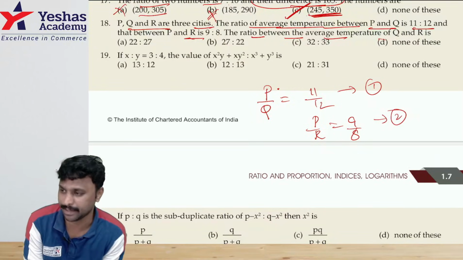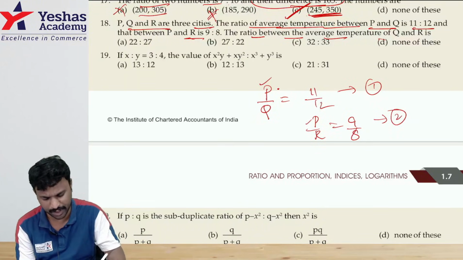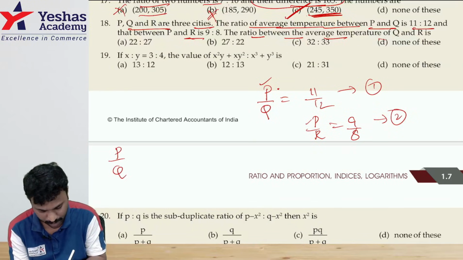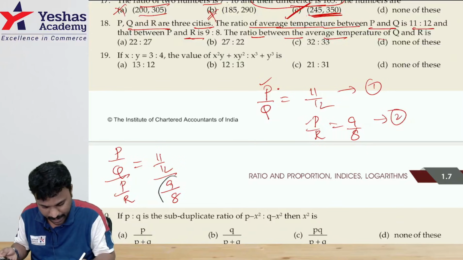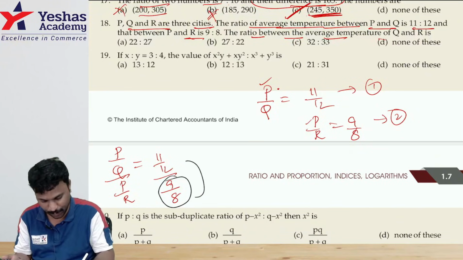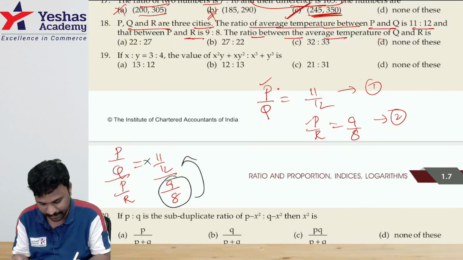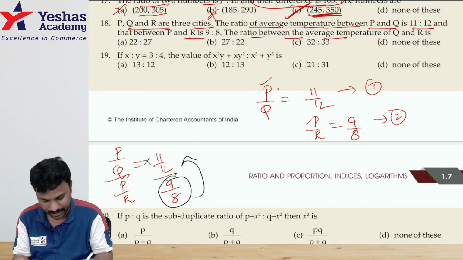So how will P get cancelled? By dividing the two equations or multiplying the two equations. P in both the equations is in the numerator, so we must divide them. So P by Q divided by P by R is equal to 11 by 12 divided by 9 by 8. What you basically do is solve this 9 by 8 first. 9 divided by 8, take the reciprocal of it, and then multiply with 11 divided by 12. How much is it?